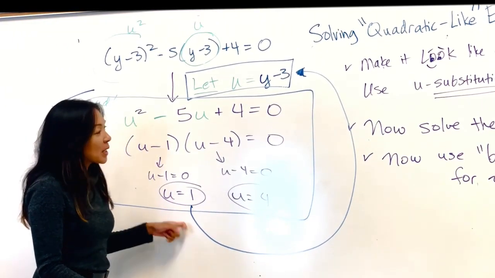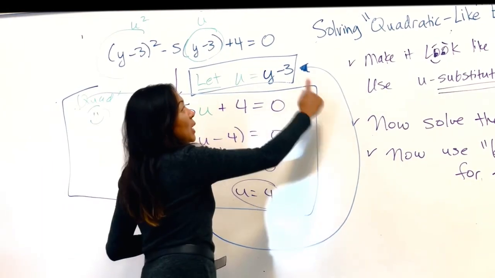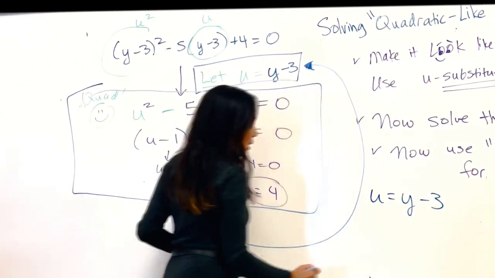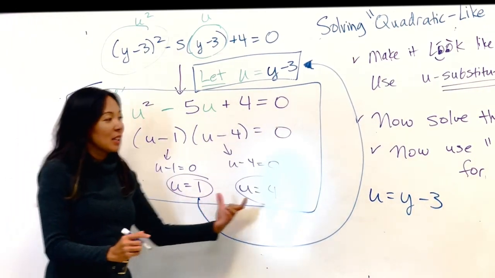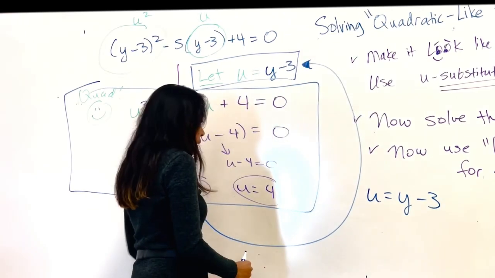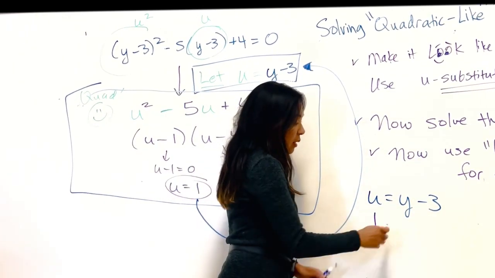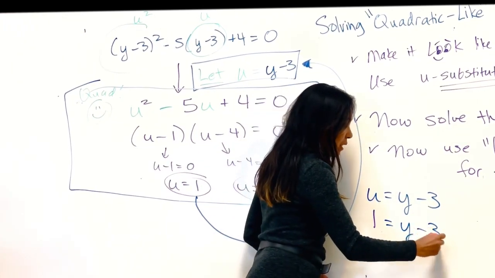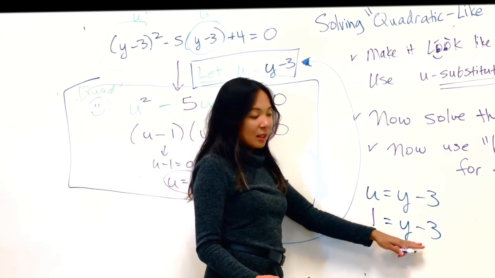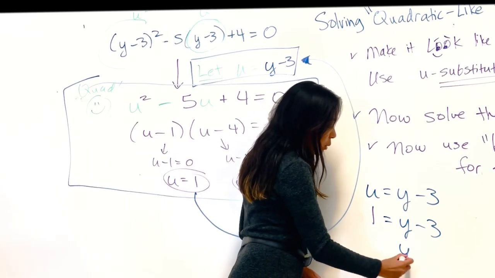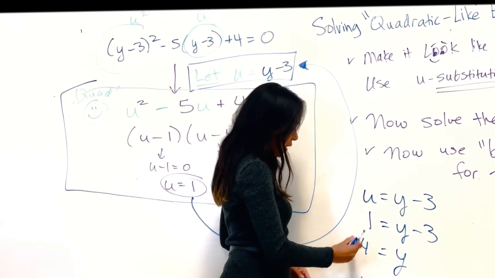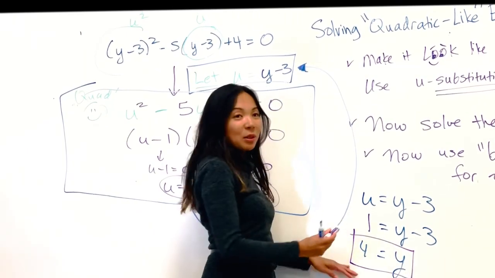So here we want to plug this back in. When we plug the 1 back into here, I have u is equal to y minus 3. So we're saying u is equal to 1, right? So I'm going to plug 1 in for u. So 1 is equal to y minus 3. And now what do I do? How do I solve for y? Add 3 to the other side. So y is equal to what? 4. Yep. So y is equal to 4.